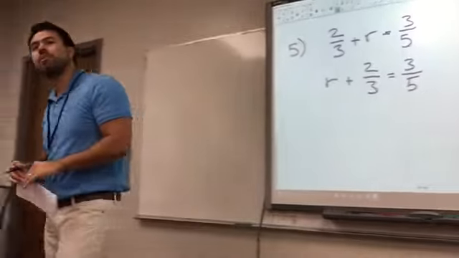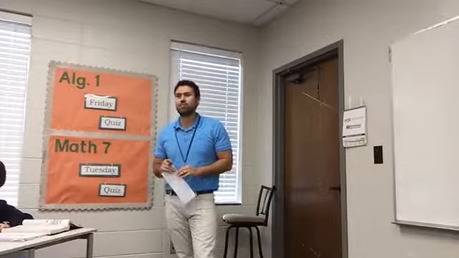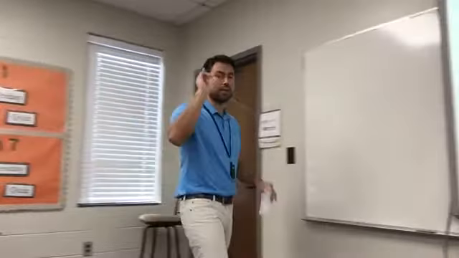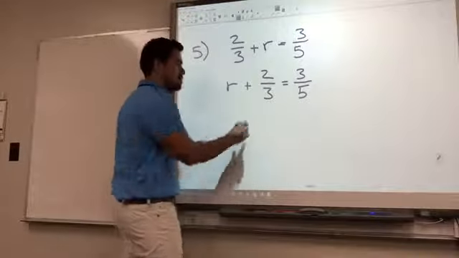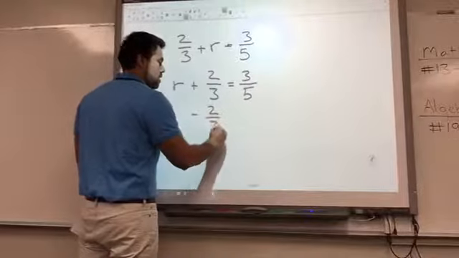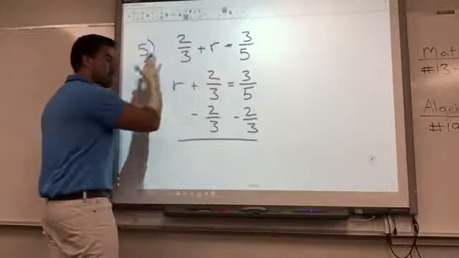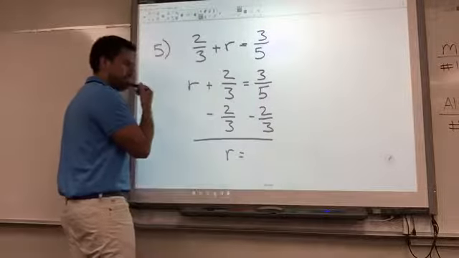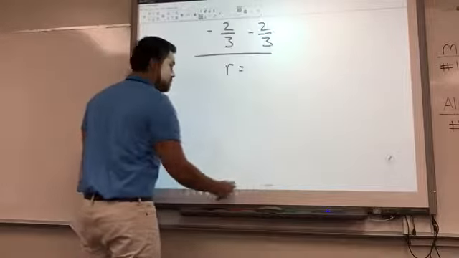All right, so what do you do to both sides? Make sure you're not talking or distracting any of your neighbors because we want to make sure that they're paying attention and working hard. Ma'am? What do I do here? So I'm going to subtract 2/3 from both sides. What am I left with on the left side? R. And then, what do I need to happen here?